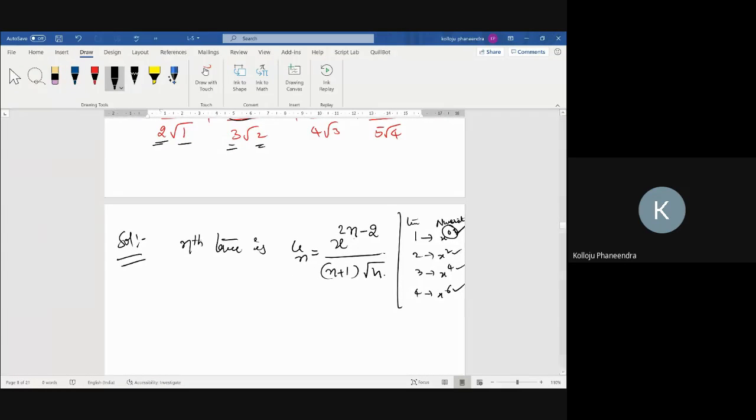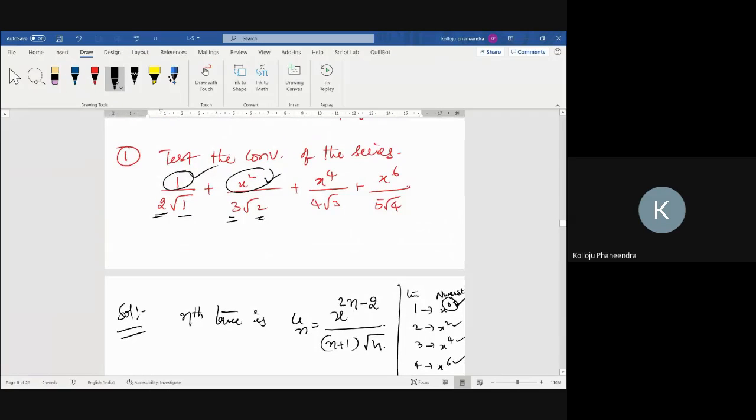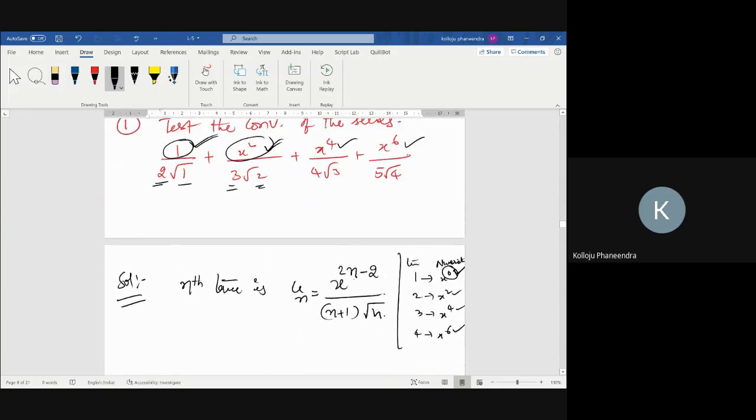Right. Okay, now nth term is over. Now observe this series. What are the powers of x? X power 0, x square, x power 4, x power 6. Increasing powers of x. When increasing powers of x, you must apply ratio test. First thing, don't go for geometric series, p series, or comparison test like that. Directly you can apply ratio test.